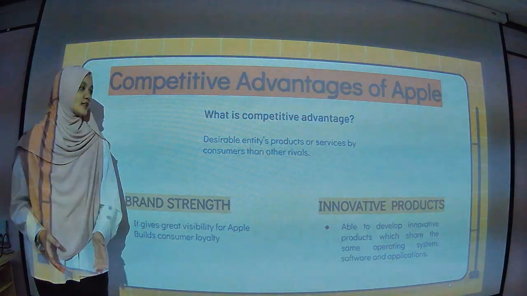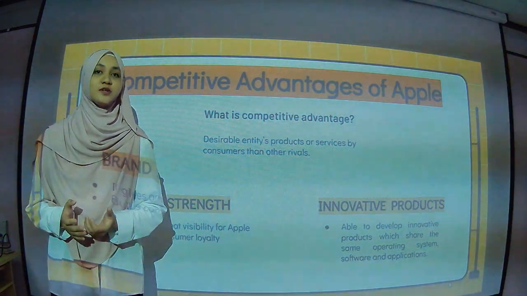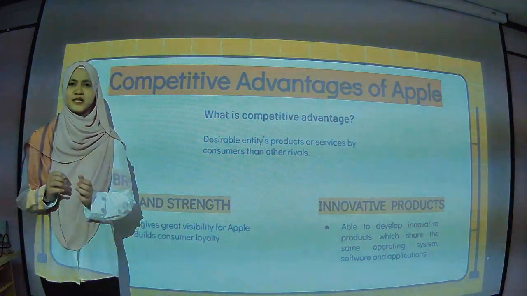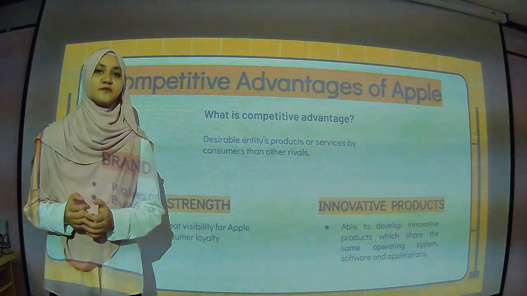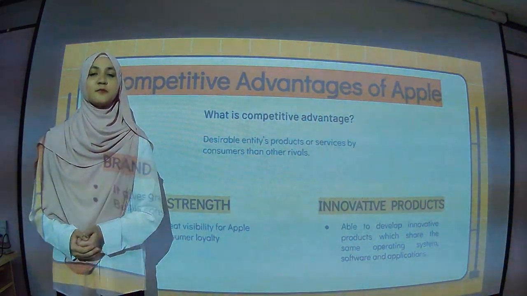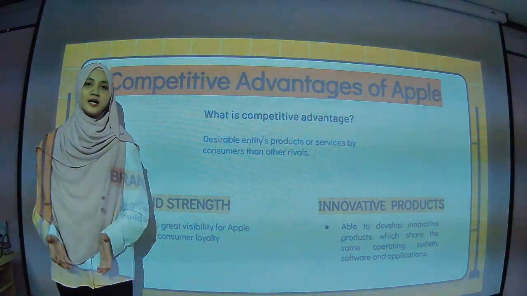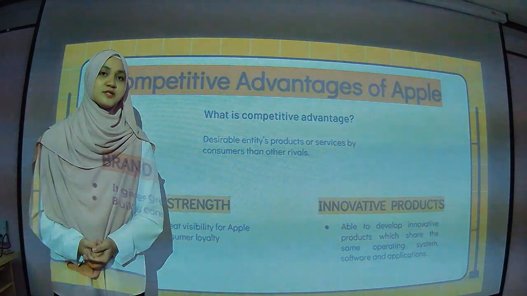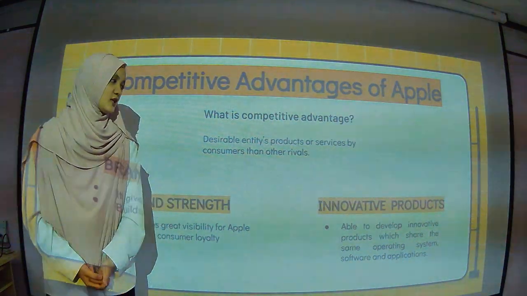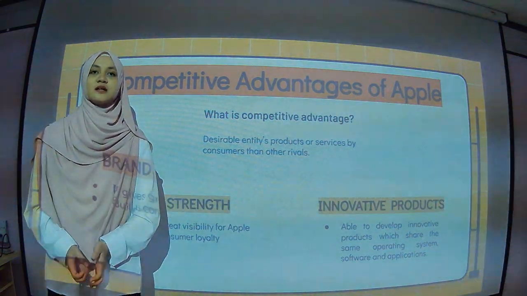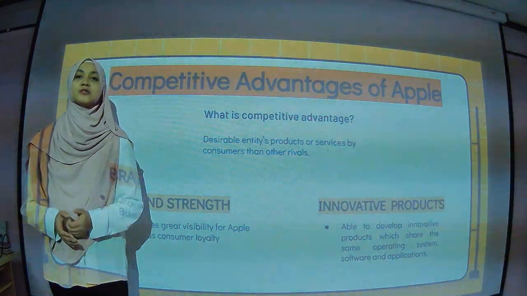Secondly is innovative products. Apple has a long established reputation for innovation and a commitment to develop new products. Factors such as innovative products, the longevity of product life, a unique operating system, and the overall quality help Apple to achieve trust among Apple users. It has been able to create high perceived value. As a result, it has been able to achieve a competitive edge that its so-called competitors could not achieve.